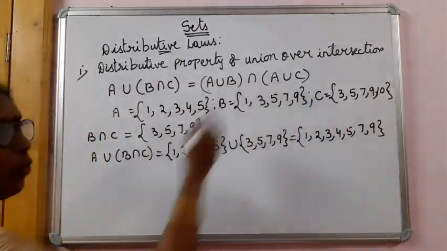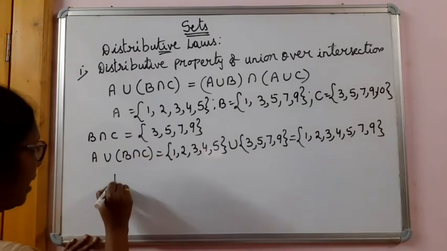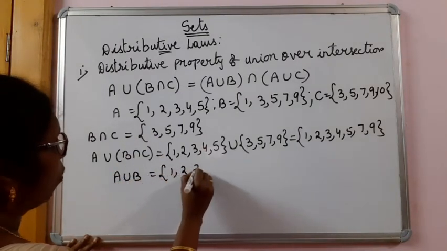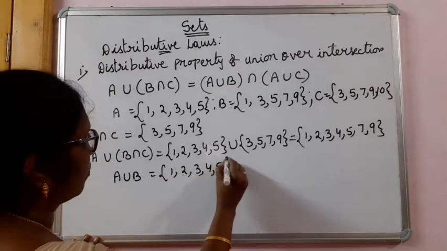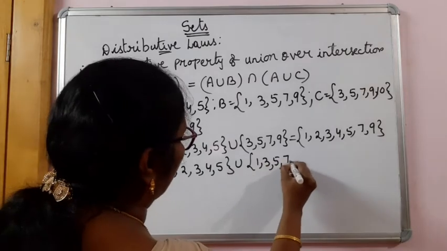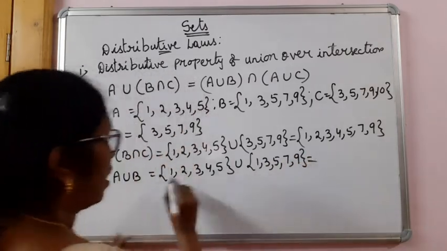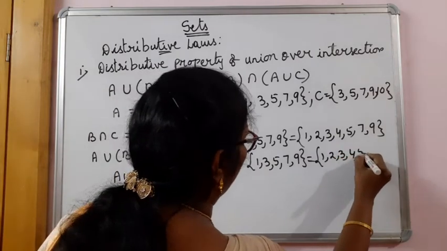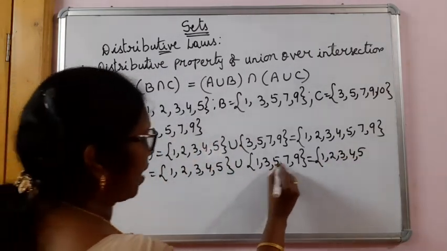Now let us work out for this. Let me find A union B first. A union B is {1, 2, 3, 4, 5} union {1, 3, 5, 7, 9}. We get 1, 2, 3, 4, 5, then 7, 9.